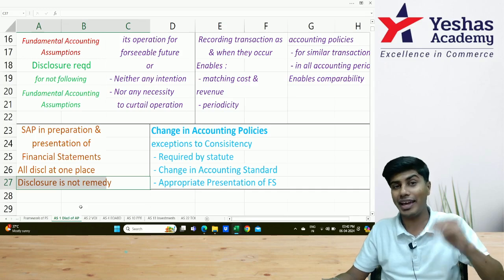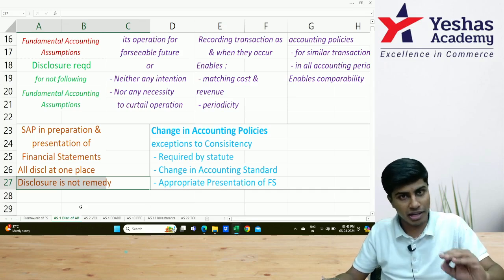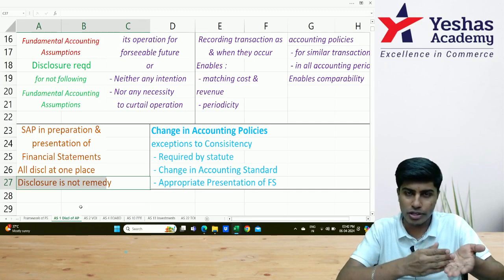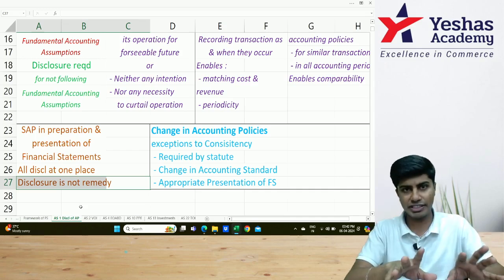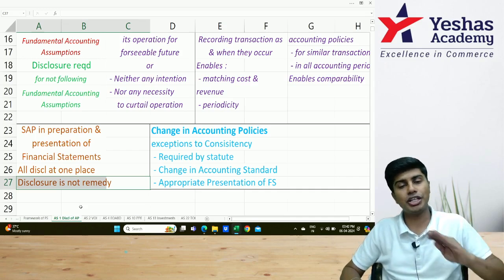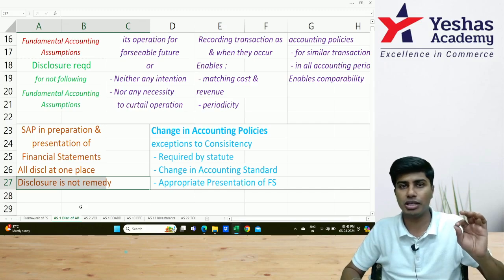Acceptance is required, but acceptance is not a remedy. Acceptance doesn't make the error good. Error will remain an error. Not following the accounting policy to be followed, or following the wrong accounting policy, requires disclosure, but such a disclosure is not a remedy for doing something wrong.